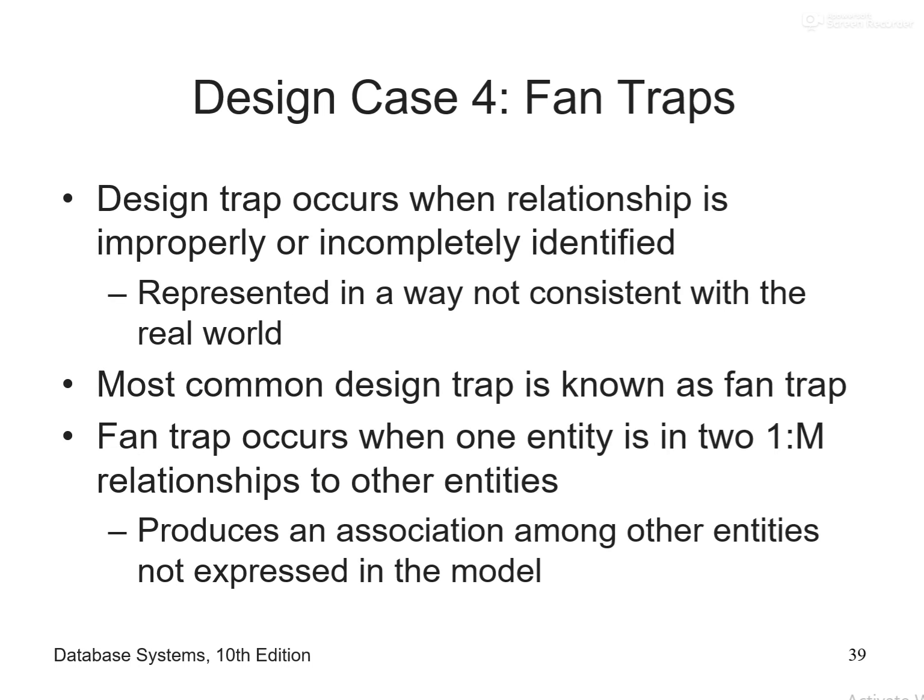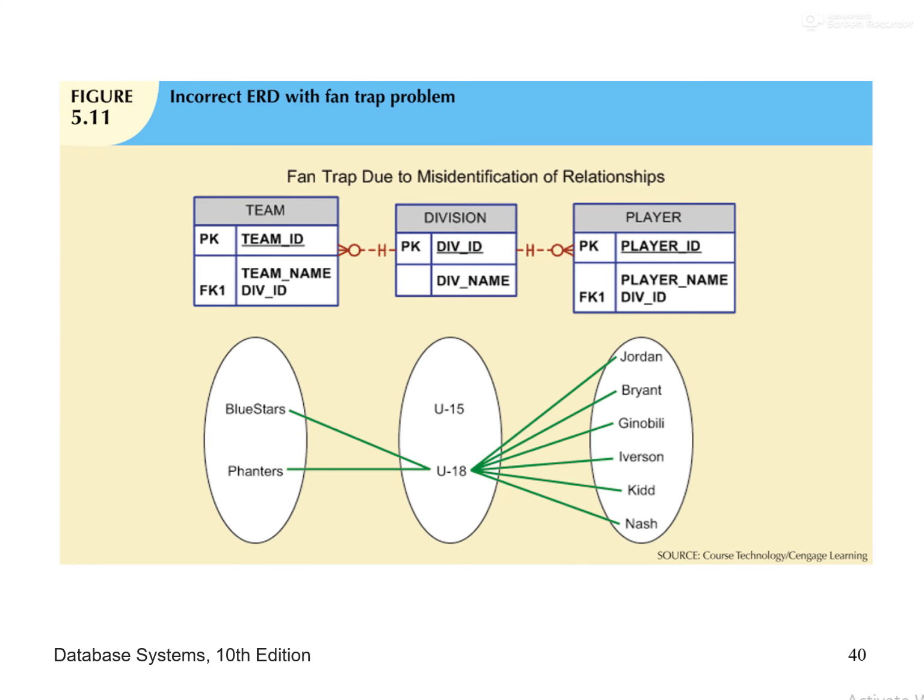Okay, the fourth design case is called fan traps. A fan trap occurs when you have one entity in a one-to-many relationship with two other entities. So it produces a kind of association among the other entities which cannot be represented in the model. It will be clearer if I describe it through an example.